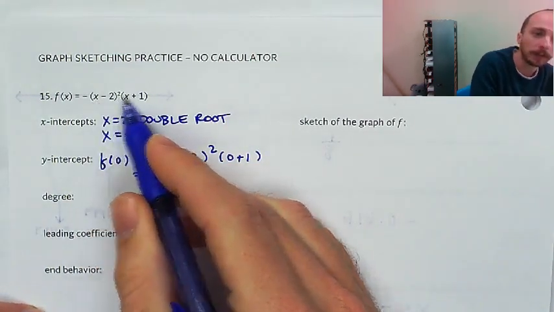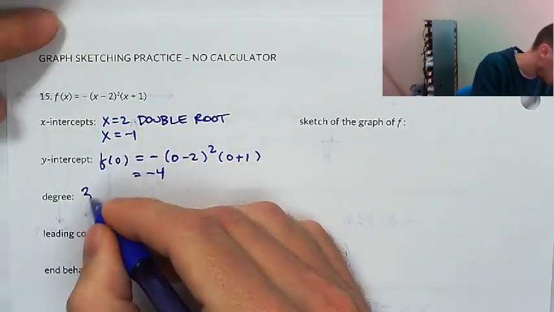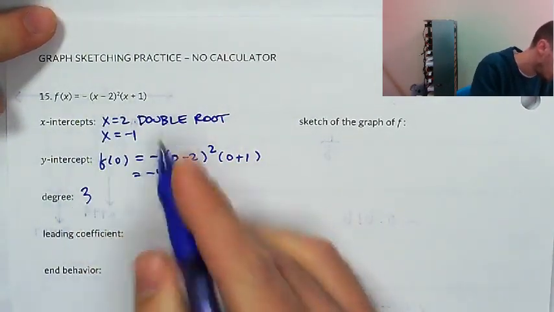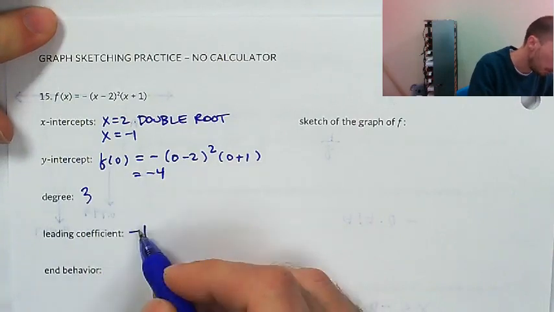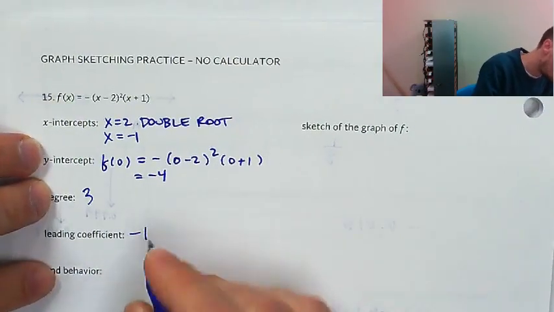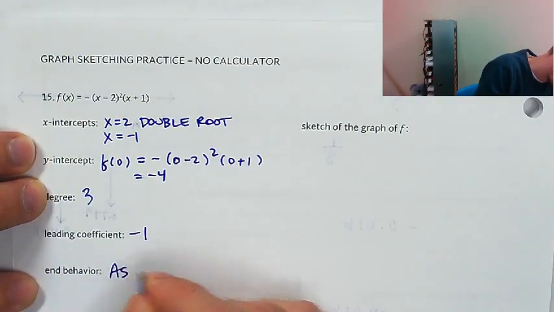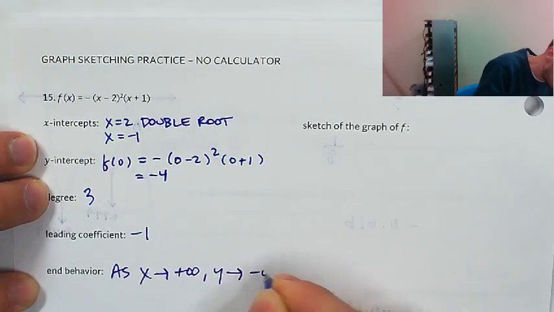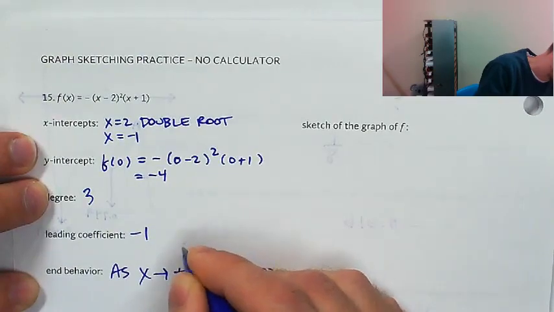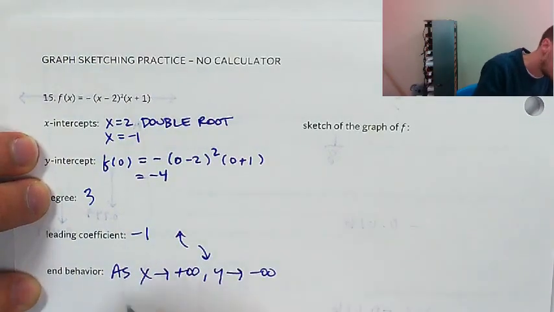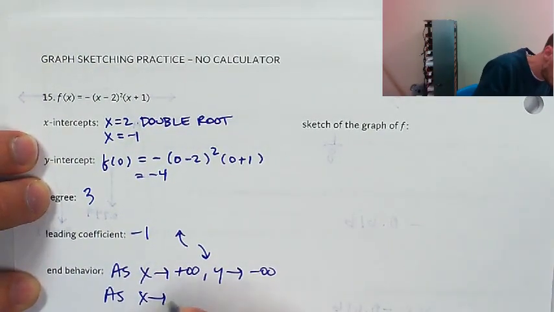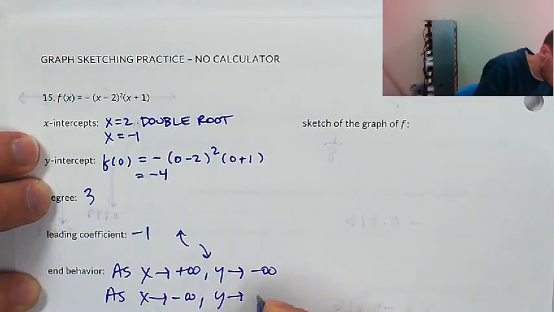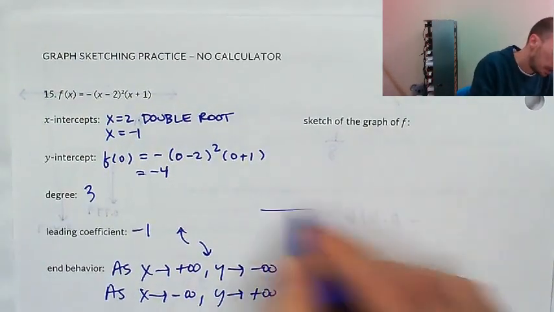The degree is going to be 2 x's and another x is degree 3. Leading coefficient will be negative 1. So odd degree polynomial with negative leading coefficient means the end behavior is as x approaches positive infinity, y approaches negative infinity. I didn't draw the diagram. It's like y equals negative x cubed. And as x approaches negative infinity, y approaches positive infinity.